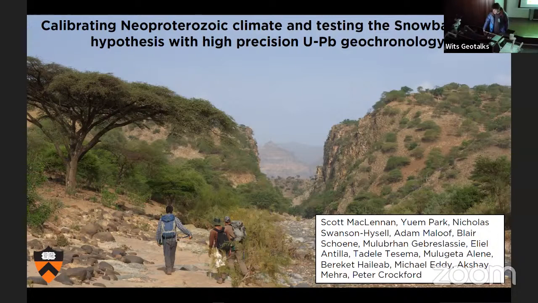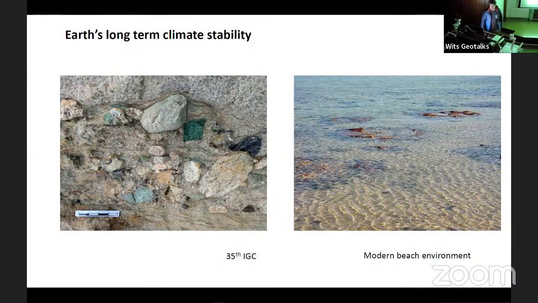Okay. So I'll just quickly talk about Earth's long-term climate stability. One of the amazing things is that there are sedimentary rocks basically as far back as you can go in Earth's past. On the left is a photo of a sandstone from the Barberton Greenstone Belt that's about 3.2 billion years old. What we typically take from that information is that there's been liquid water on the Earth's surface for the last 3.5 billion years.